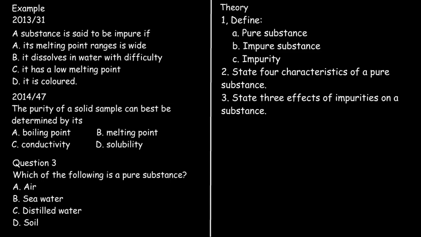Our last question states: state 3 effects of impurity on a substance. 1. Impurity alters the melting point of a substance. 2. Impurity alters the boiling point of a substance. And 3. impurity changes the color, the taste, and the characteristics of a substance.